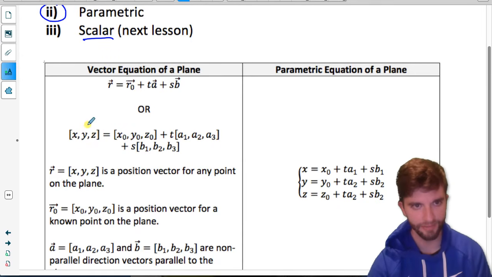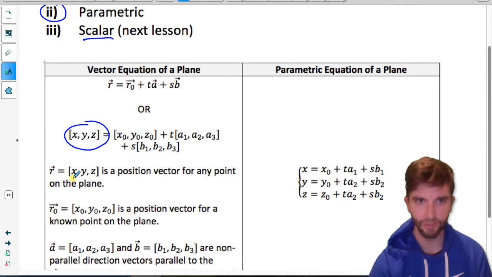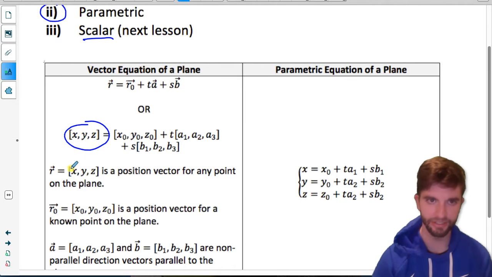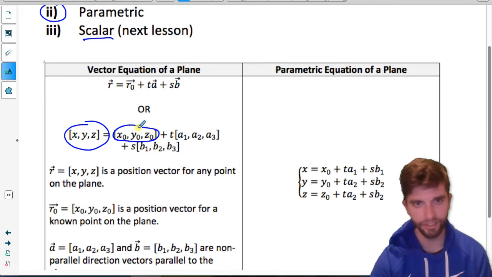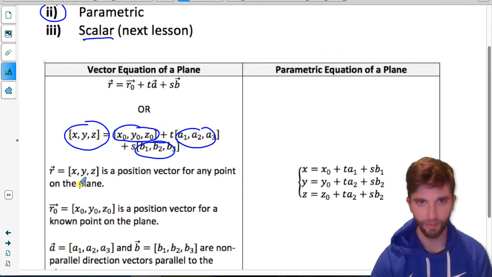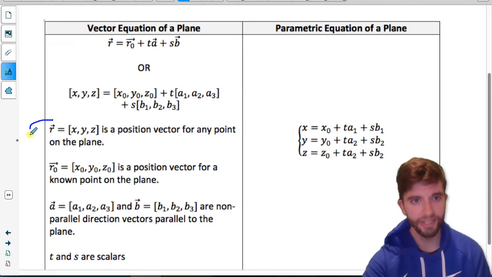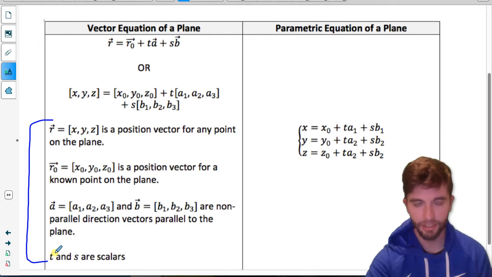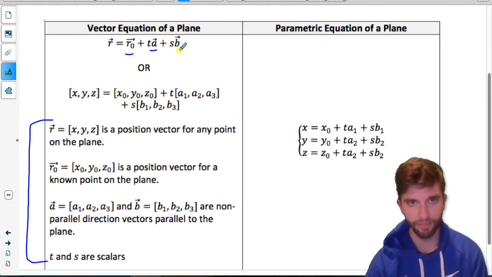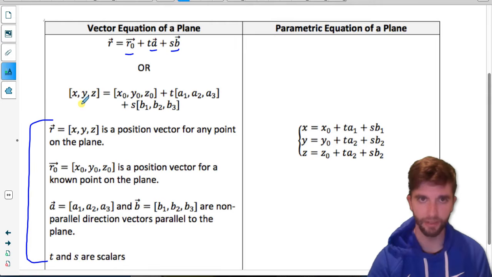So our resultant vector is going to be vector x, y, z. It's going to have an x, a y, and a z component. And our position vector and two direction vectors also have 3 components each, because we are always working in 3 space when we're working with planes. So if you take a minute just to read this section, it just outlines what I've already told you about what each of these components mean in this vector equation of a plane.